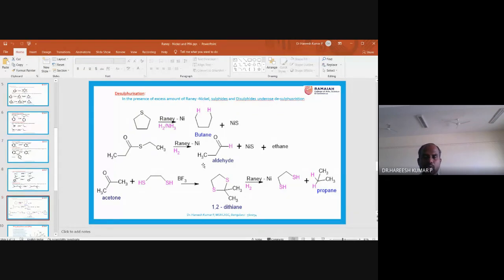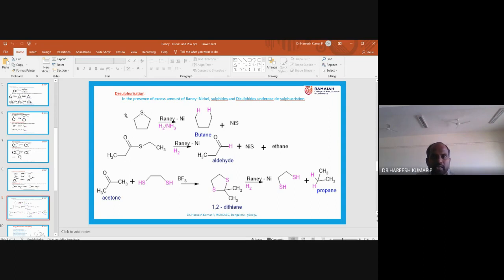I think you are aware about sulfur compounds, sulfur containing compounds. Tetrahydrothiophene is the name of this compound. This sulfur can be removed. How is it removed? It goes out as nickel sulfide. Nickel sulfide is the byproduct. So in place of sulfur, there will be a hydrogen bond formation.